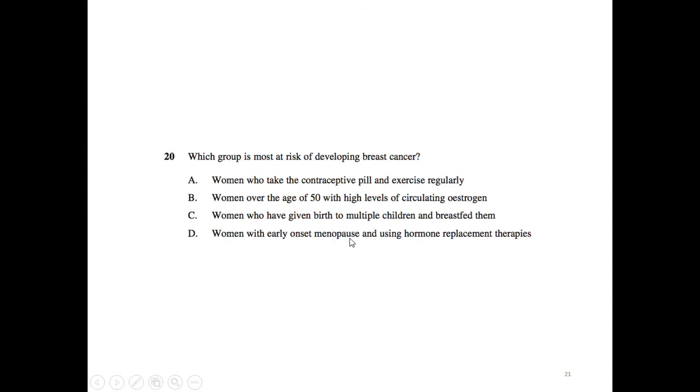Women with early onset menopause is a possibility because we know that menopause can contribute to estrogen and using hormone replacement therapies. Okay, so go and look back there. Sorry, I said contribute to estrogen. It's actually a lack of estrogen. All right. So we know that early onset menopause part rules out D because hormone replacement therapies is correct, but the early onset menopause. If it was early onset puberty and using hormone replacement therapies, that would make that more viable. So the answer for 20 is B, women over the age of 50 with high levels of circulating estrogen.